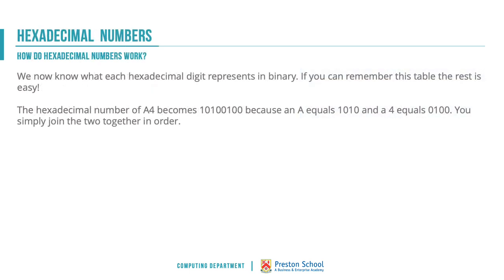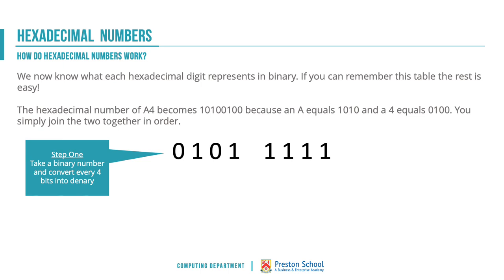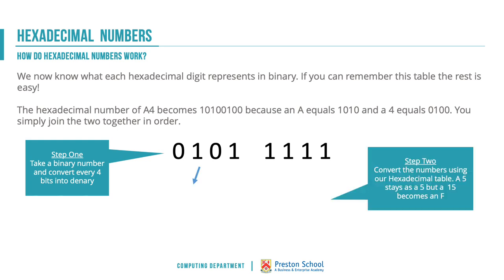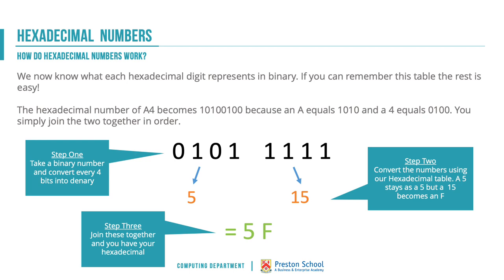So, how do I convert between hexadecimal and binary, and then denary? Well, let's take a binary number, 01011111. We need to take that and look at each 4 bits. Now the first 4 bits becomes a 5. I know that by looking up 0101 in my previous table. A 1111 becomes 15, but we know that a 15 is actually F. Now my final answer combines those two things back together, 5F. So the number 01011111 becomes 5F in hexadecimal.